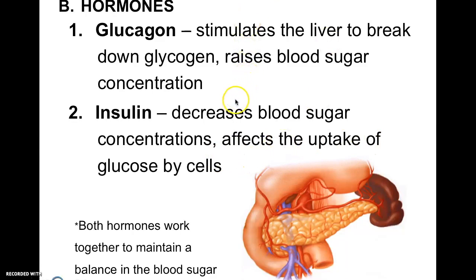So if you don't eat in the morning and your blood glucose levels are low, glucagon will raise it. Insulin will decrease it. This is probably what's being used a lot in our society, because in America we eat a lot of sugar, so the insulin would actually decrease your blood sugar concentration.